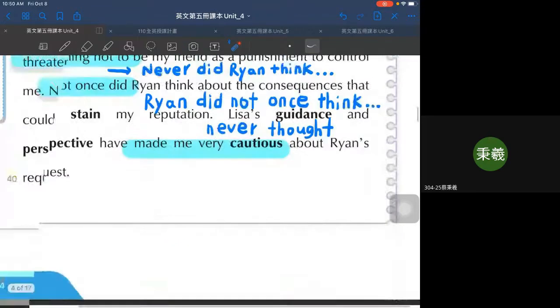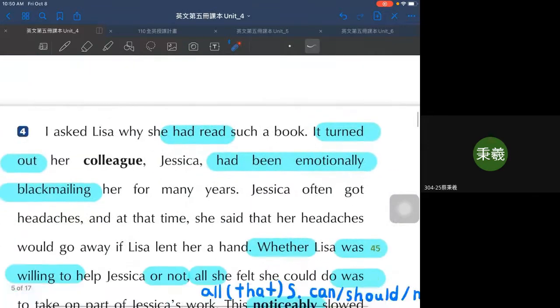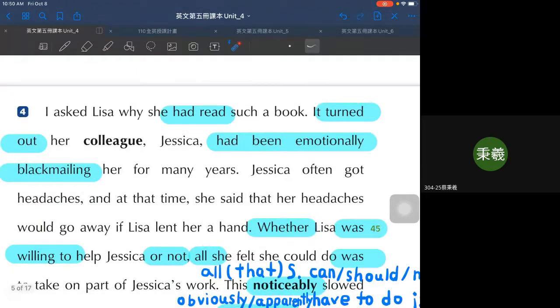All right, then let's move forward. So here it says, I asked Lisa why she had read such a book. So here we use had read. So I asked Lisa why she had read such a book. So can you tell me which one happened first? It should be 1 or 2. The verb here, which one happened first? It should be I asked Lisa or she had read such a book. Which one happened first? 1 or 2?